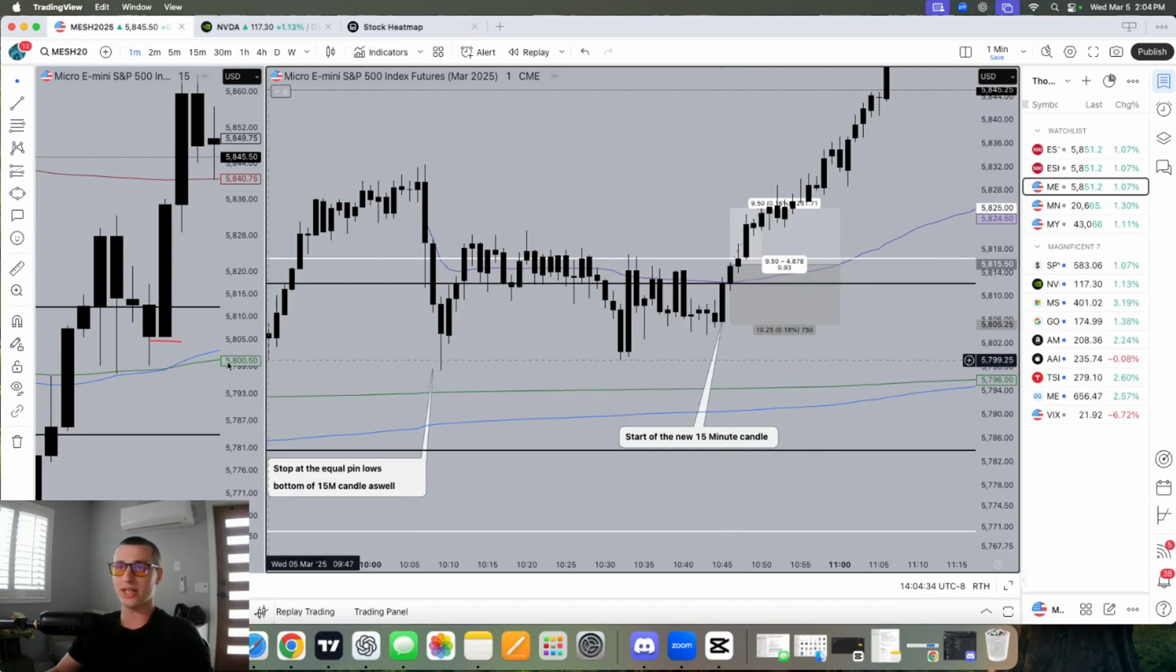So yeah, same trade idea. Stop goes at the bottom of the 15-minute candle that opens with no wicks on it. That is the trade idea. And you don't even have to stay in for the full 15 minutes. I stayed in for 5 minutes and then I was out. So that is the trade idea.